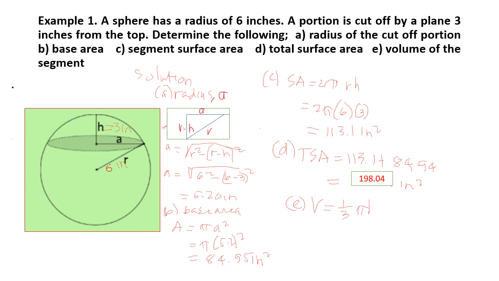So your E there is the volume of the segment, which equals 1/3 pi h squared times (3r minus h), equals 1/3 pi 3 squared times (3 times 6 minus 3), equivalent to 141.37 cubic inches.